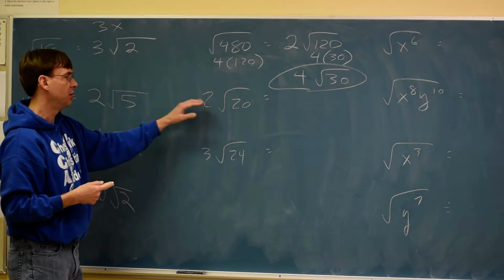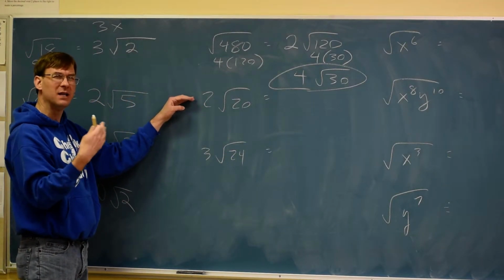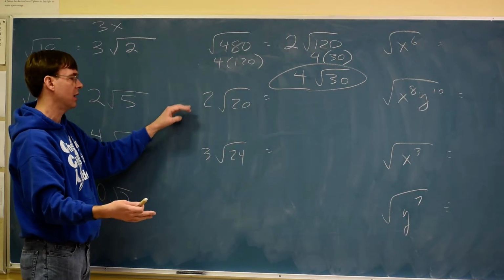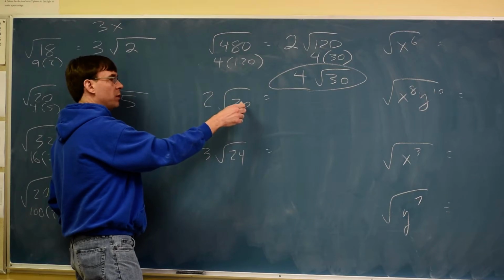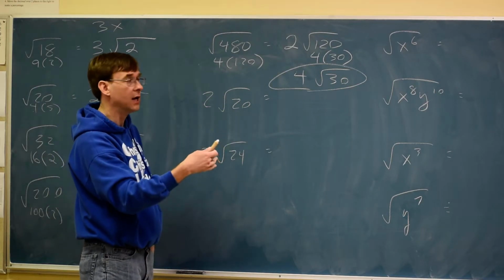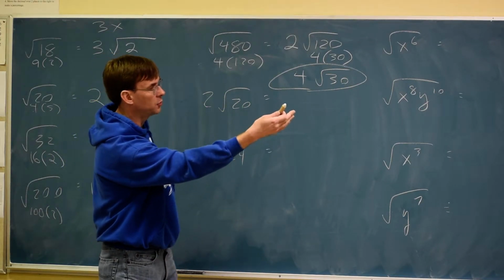This problem is going to do that. This is sort of like one that somebody simplified but didn't get the best answer. So for this, the 2 is multiplying. The 20 isn't the smallest radicand we can create. So we check our superstar list.